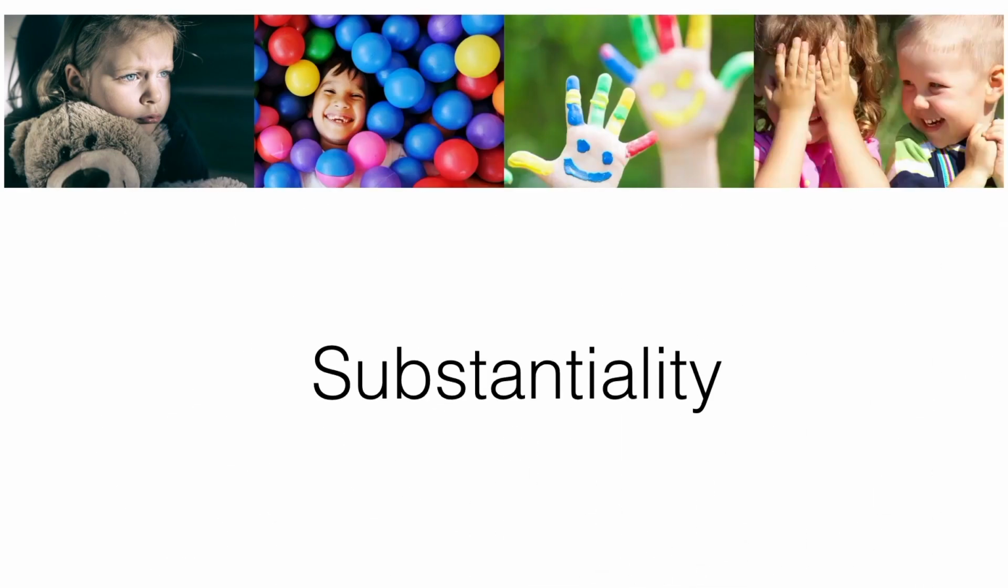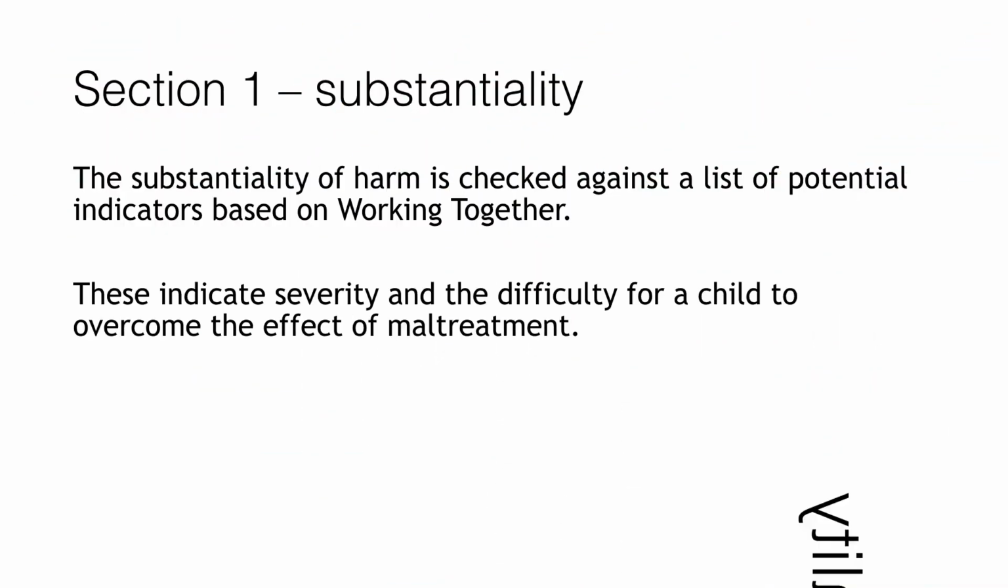Significance includes two components, substantiality and meaning. This section focuses on substantiality. The significant harm checklist was developed from guidance and case law, which indicated the question of significance included two elements. These are substantiality and meaning. Section 1 focuses on the question of substantiality, severity or seriousness of harm.